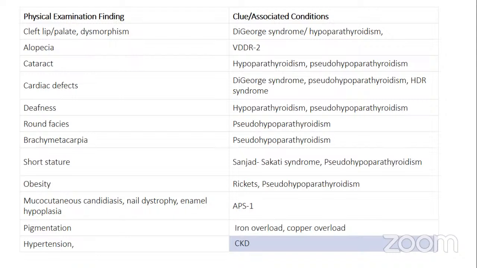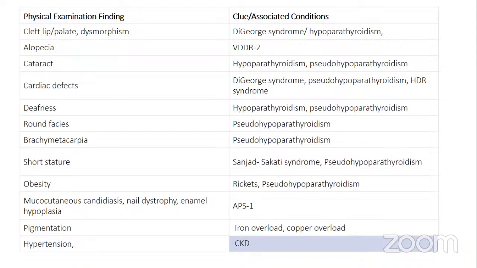Alopecia can be a component of vitamin D dependent rickets type 2. Cataract can be seen in some causes of hypoparathyroidism or pseudo-hypoparathyroidism. Cardiac defects are associated with hypocalcemia. This can be a very important indicator of DiGeorge syndrome, as well as being seen in HDR syndrome. Deafness can be seen again accompanying hypoparathyroidism or pseudo-hypoparathyroidism.